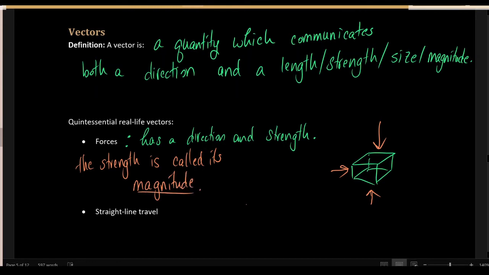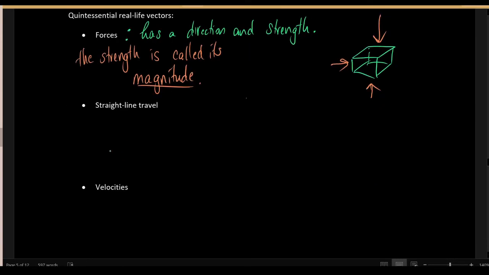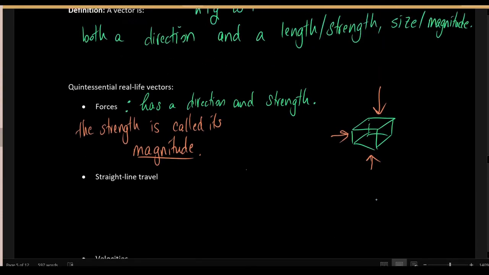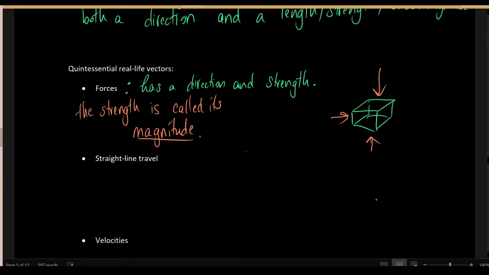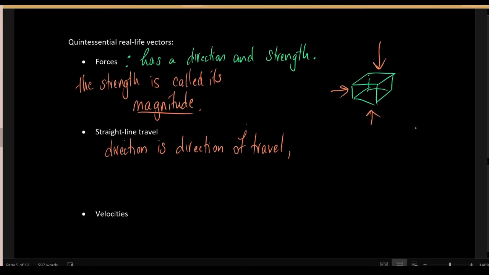So any force is a vector. It's a quantity that has both a direction in which it's being applied and a strength at which it's being applied. We can also think of any straight line motion or travel as a vector. In this case, the direction is the direction of travel, and the length that is being communicated is the length of the travel itself. How far you travel.